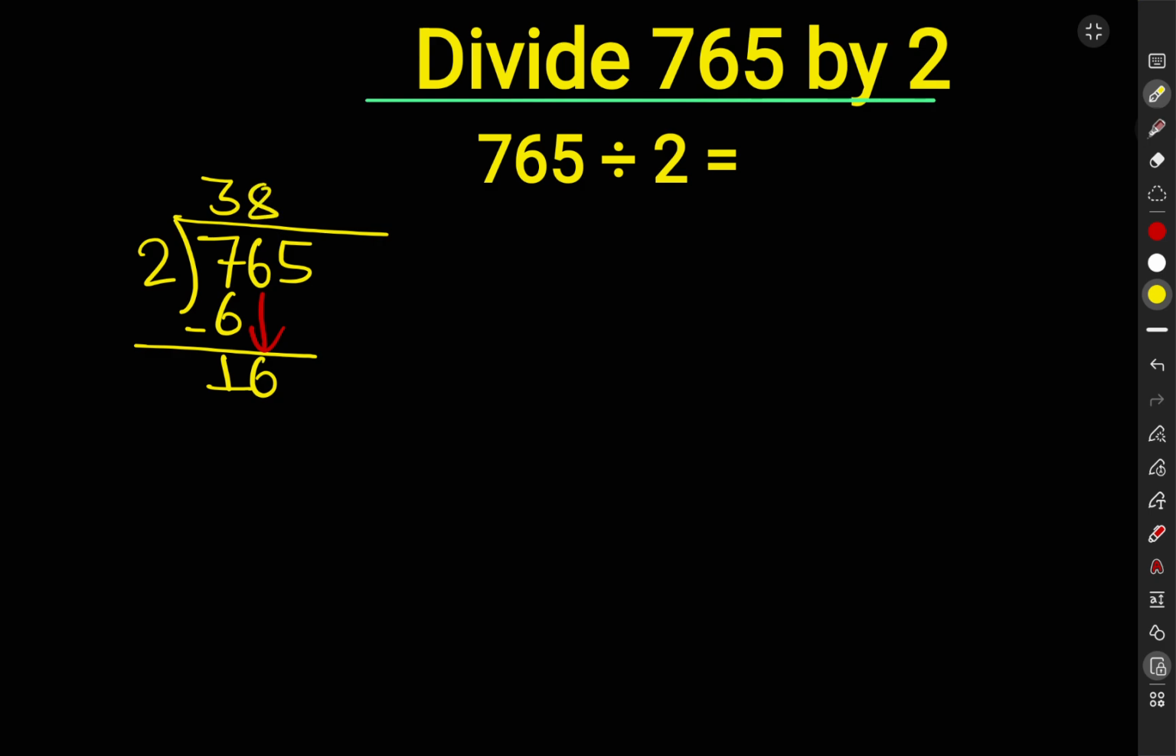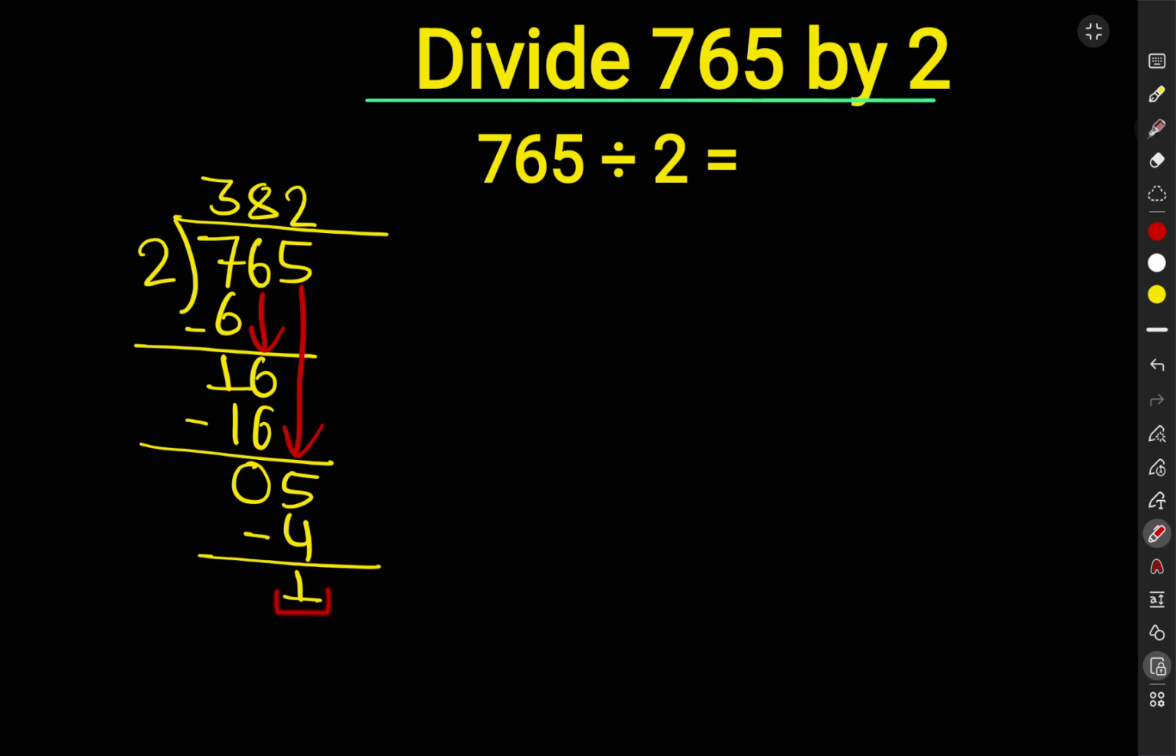So 2 times 8 is 16. On subtracting we get 0. So again we put down this 5 and 2 times 2 is 4. On subtracting we get 1.